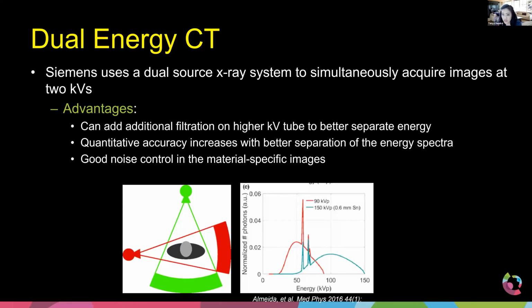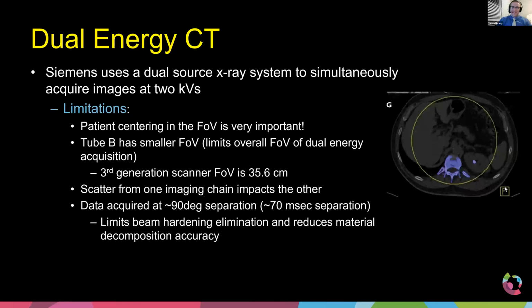So the last question, I think this is very interesting. The question is, in dual-tube dual energy CT, only a part of the images has dual energetic information due to the small field of view of one of the 2 tubes. Do we need to pay more attention when positioning the patients than a single energy CT? Yes, the answer is yes.